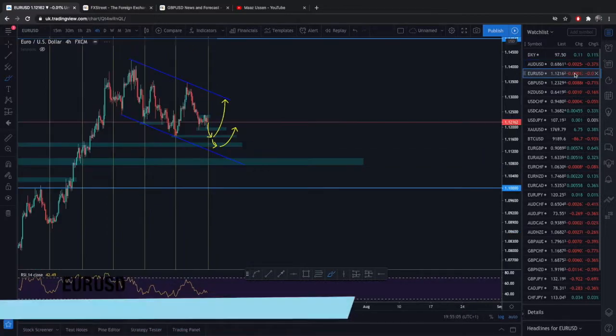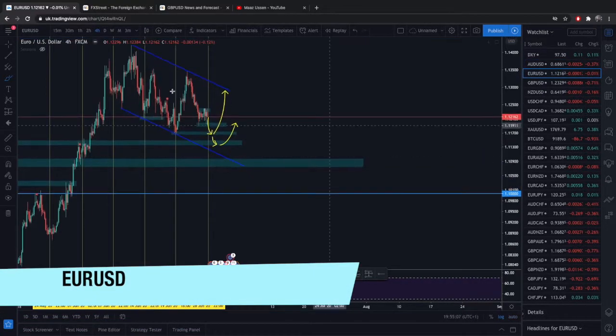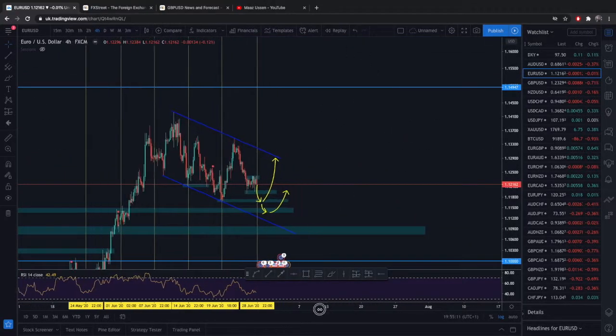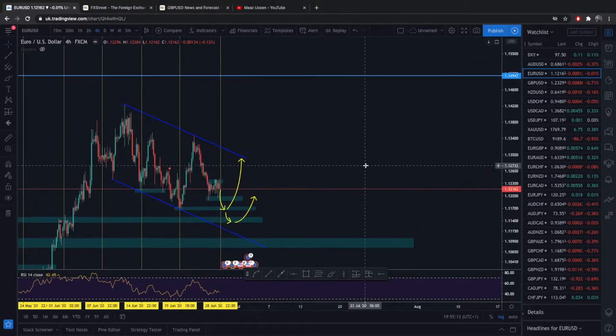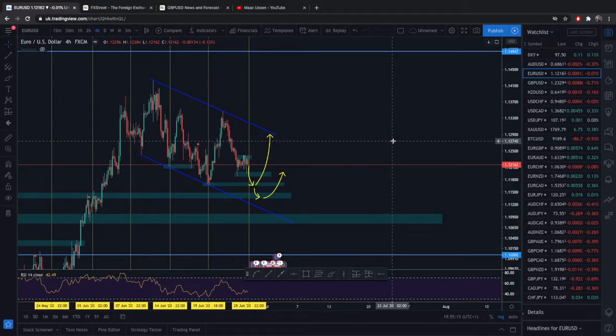Moving on to Euro USD. So Euro USD, I've obviously drawn it out already. I was doing a lesson earlier, so I was showcasing my prediction over the next week. So the Euro USD is going to be quite an interesting one.